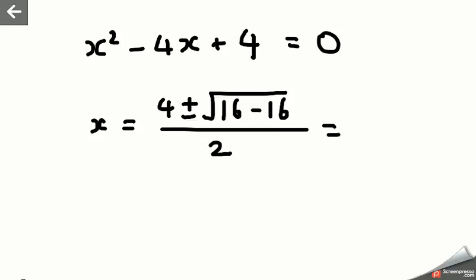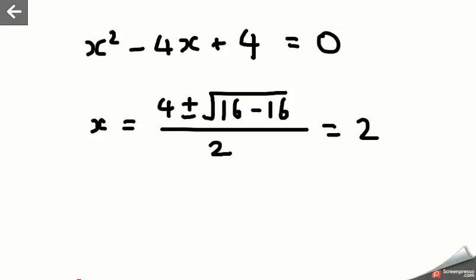And so we indeed get x is equal to negative b plus or minus 0 divided by 2a. And so that's 4 divided by 2, which is just 2. So we only get one solution. X is equal to 2.